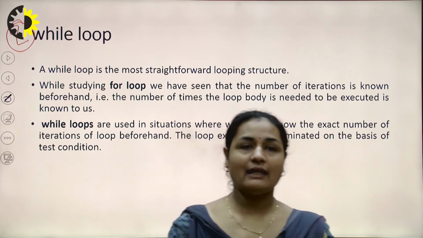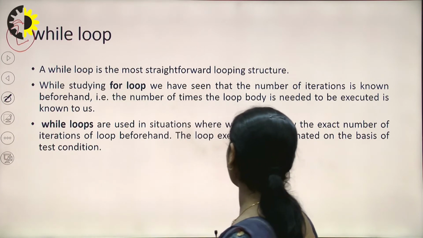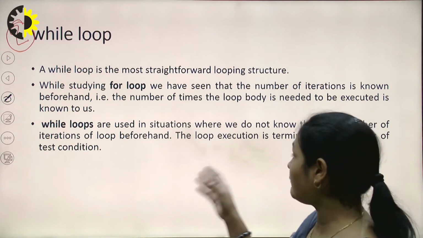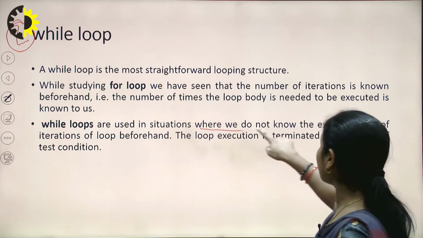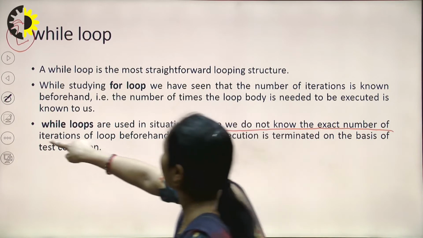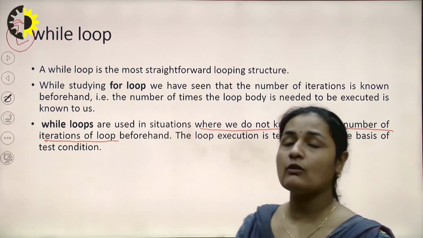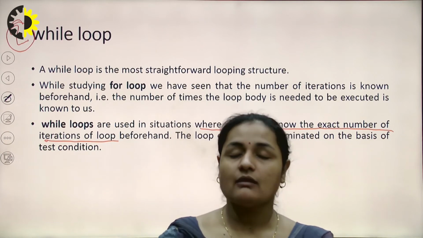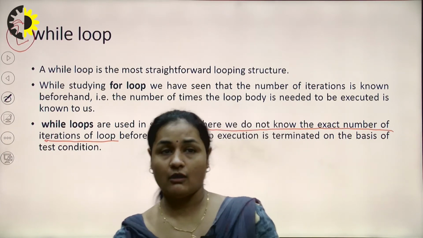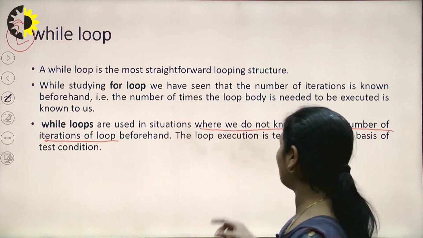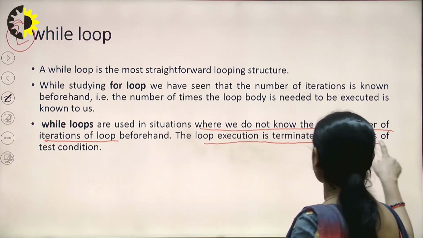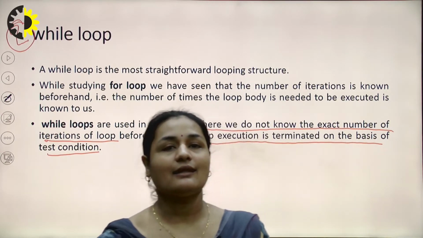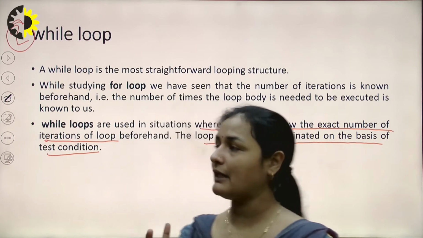But while loops are used in situations where we do not know the exact number of iterations of the loop. When we don't know how many times we will execute our loop, then we move to the while loop. The loop execution is terminated on the basis of the test condition. The loop is terminated when the test condition becomes false. It is the same in all the loops.